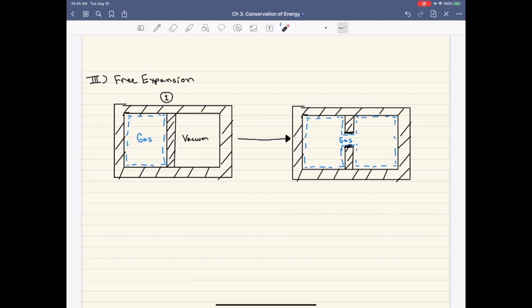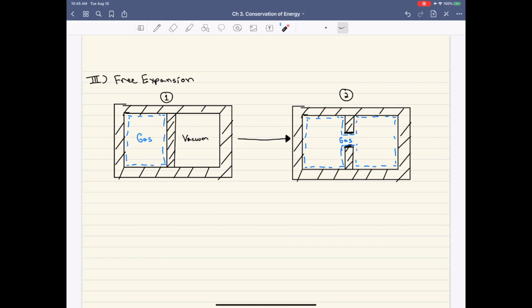And then somehow the wall that's separating the two compartments, we poke a hole in it, right? Or we open it up. And by opening it up, that allows the gas to move from one side of the compartment to the other compartment as well. So that eventually in state 2, the gas fills up the entire container. Okay? So that's what we mean by free expansion.